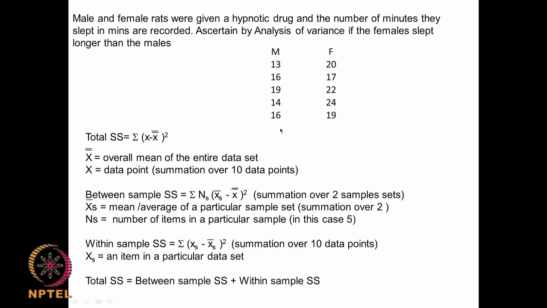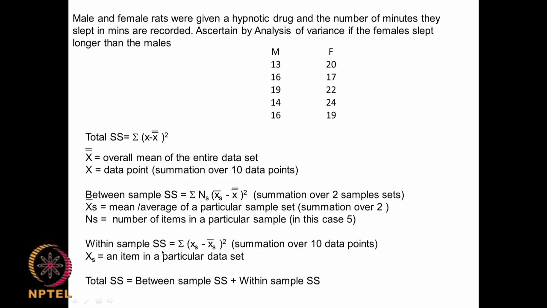So, there is a mean here, x̄ subtract from 16, square it, then mean here, subtract from 14, square it, there is a mean here, subtract from 19, square it, there is a mean here, subtract from 16, square it, there is a mean here, subtract from 13, square it, add all of them. Now, there will be another mean here, subtract 19 from that, square it, another mean here, subtract from 24, square it, another mean, subtract from 22, square it, another mean, subtract from 17, square it, another mean, subtract from 20, square it, add up all of these.